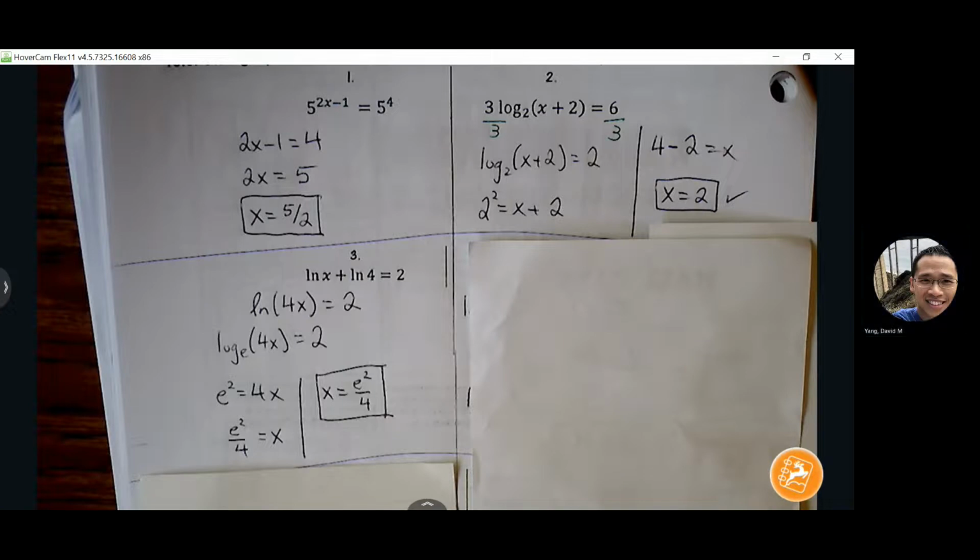Okay, so e squared over 4. E is a number. You can leave it in that exact form, and there's no issues there. Any questions with 3?